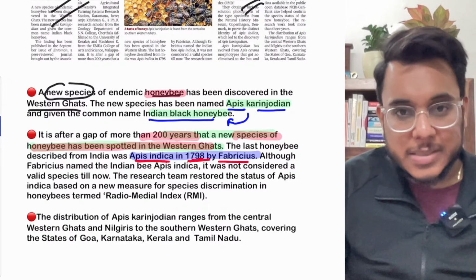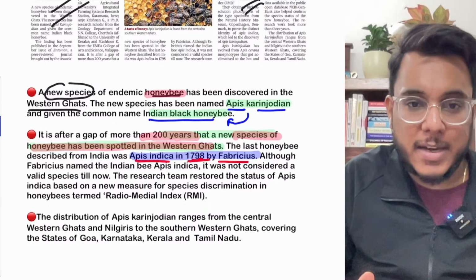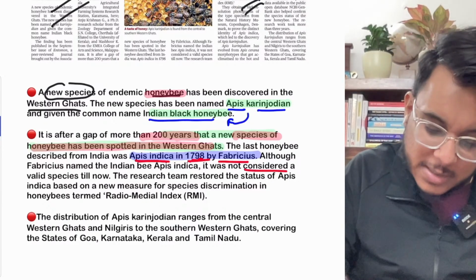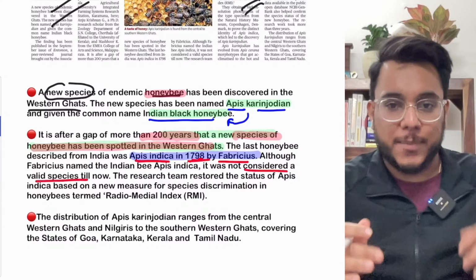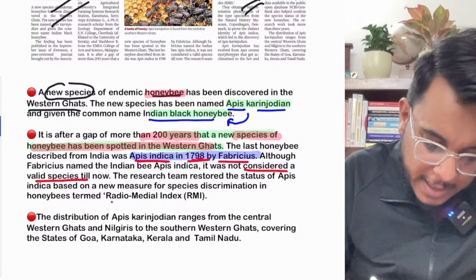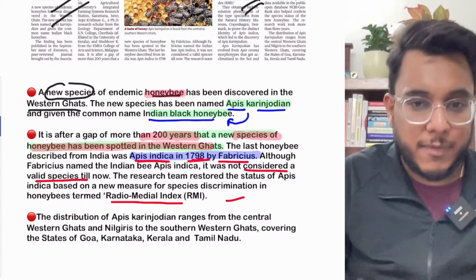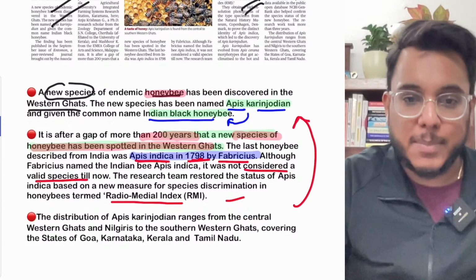But actually, Apis indica also had many controversies. It was disputed. It was not considered a valid species. It was disputed, but recently, on the basis of the radiomedial index, that has been resolved, and now the Indian black honeybee has been found.